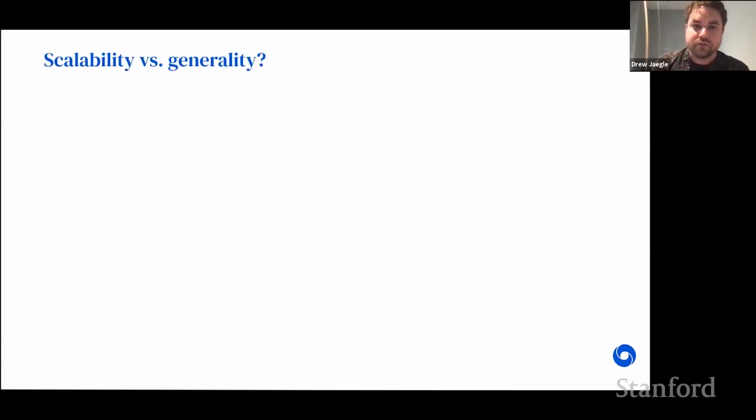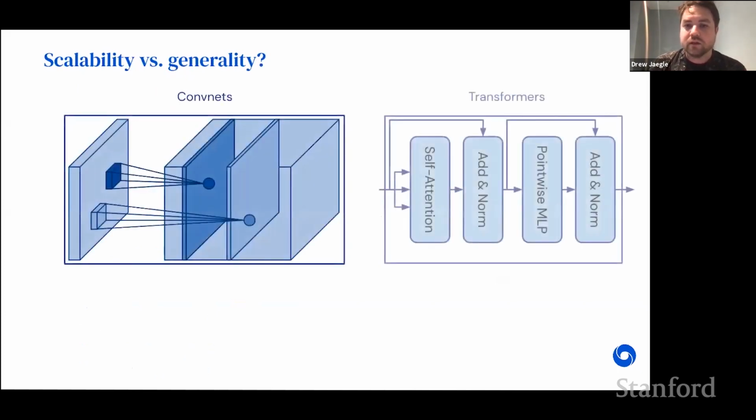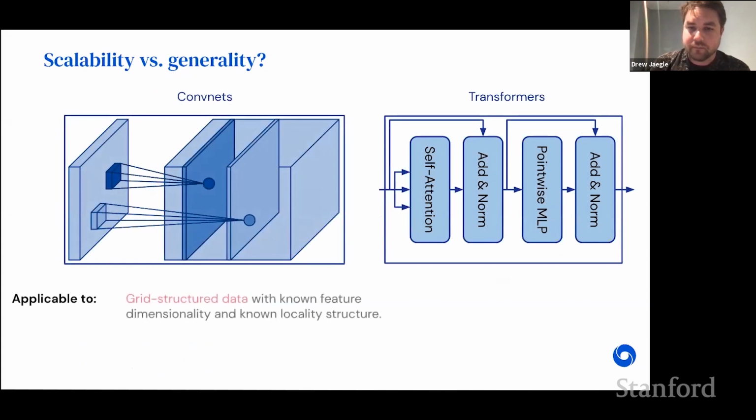Okay, so now just thinking in terms of how convnets relate to transformers, at the opposite end, it may look like we have a scalability versus generality trade-off. If we look at convnets, typically we can think about using them on grid structured data. There are, of course, generalizations of convolutions that work on data sets with more interesting topology, but typically we can think of them as operating on grids in some sort of space, whereas transformers apply to generic sets. So transformers are more general from this point of view.